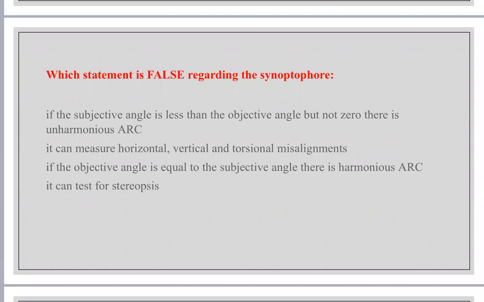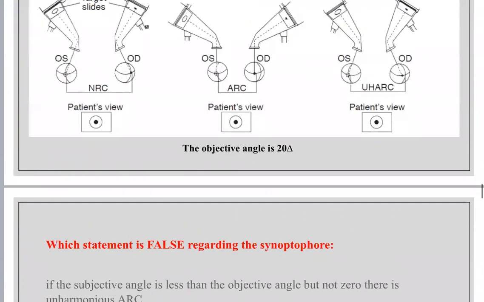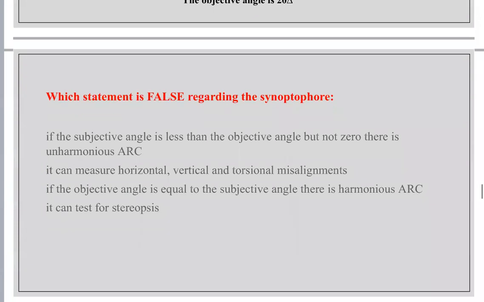Which statement is false regarding the synoptophore? If the subjective is less than the objective, by the way, this is written in both the Kanski and the American Academy: if the subjective angle is less than the objective angle, but not zero, there is unharmonious ARC. This is true. In the third example here, the subjective is 10, the objective is 20, but it is not zero. This means that this patient has an element of ARC, but it is unharmonious.